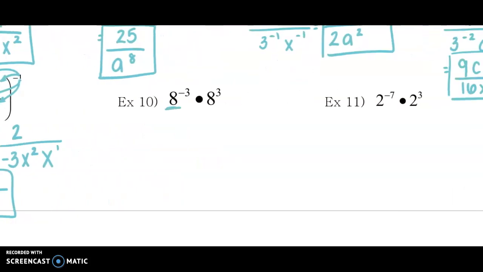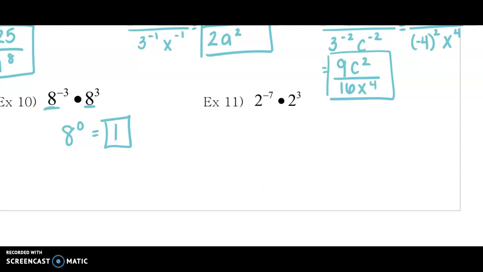Number 10, 8 times 8, the bases are the same, add the exponents, that's going to be 8 to the 0, which is just 1. All right, last one, bases are the same, so this is going to be 2 to the negative fourth. Negative 7 plus 3 is negative 4. That's the same as 1 over 2 to the positive fourth, which is the same as 1 over 16.